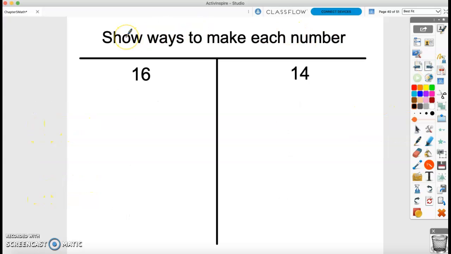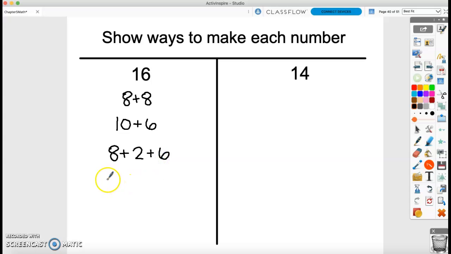All right, once again, we're doing ways to make each number. So I see 16. I know my double for 16 is 8 plus 8. Another one that we can do is 10 plus 6. All right. If I wanted to add 3 numbers, I could do 8 plus 2. 8 plus 2 is 10, and then we would have to add 6 more.